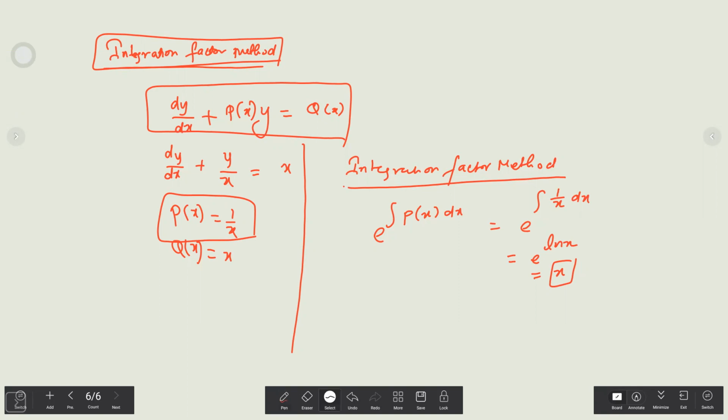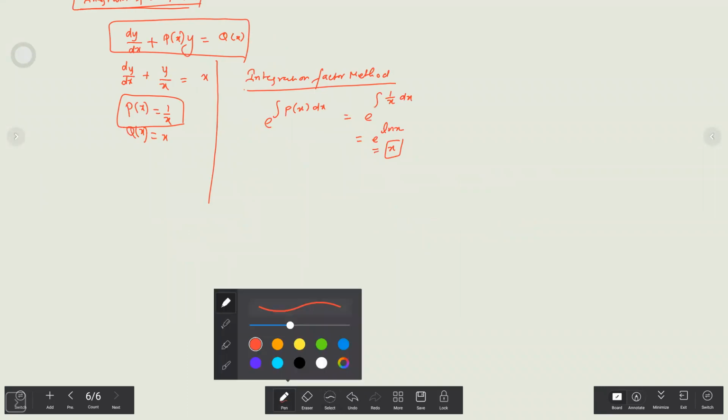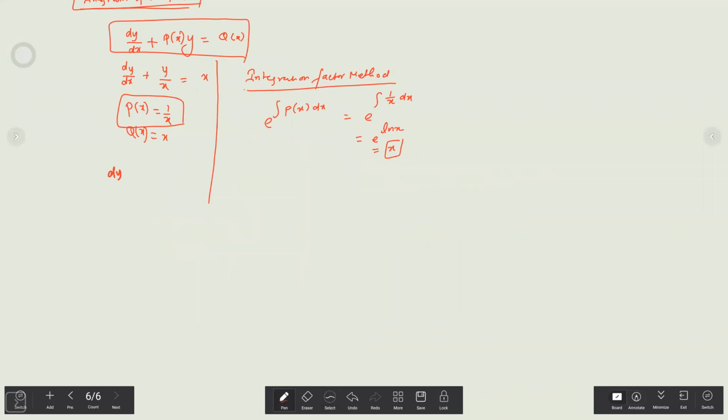So when you multiply both sides by the integration factor, what we have is dy by dx plus y by x equals x. If you multiply both sides by x, which is your integration factor, you will notice something very interesting happening. You will get x dy by dx plus y equals x squared.